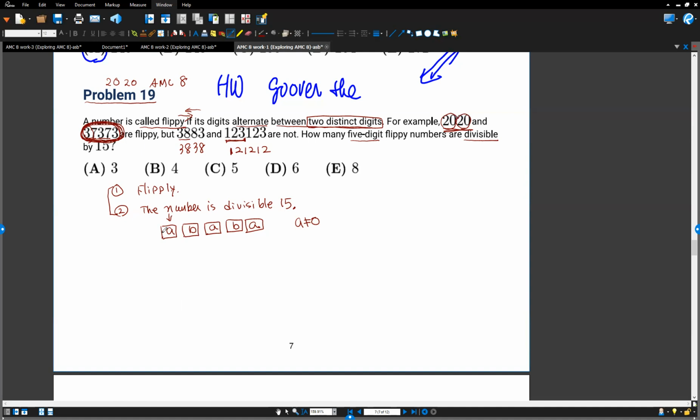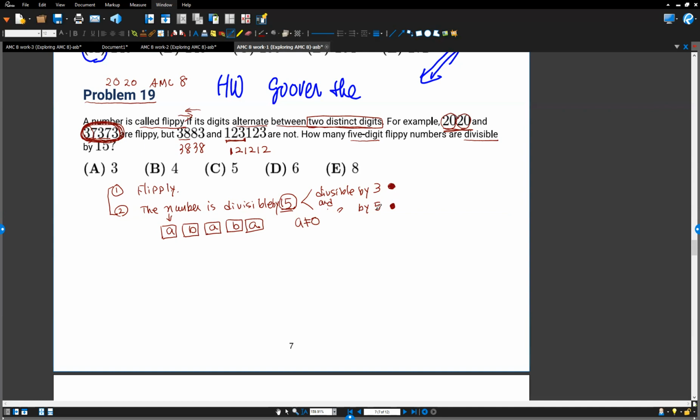Now we apply that the number is divisible by 15. What does divisible by 15 mean? It means divisible by 3 and also divisible by 5. That is divisible by 15. So there are two conditions here, condition 1 and condition 2. That's true.